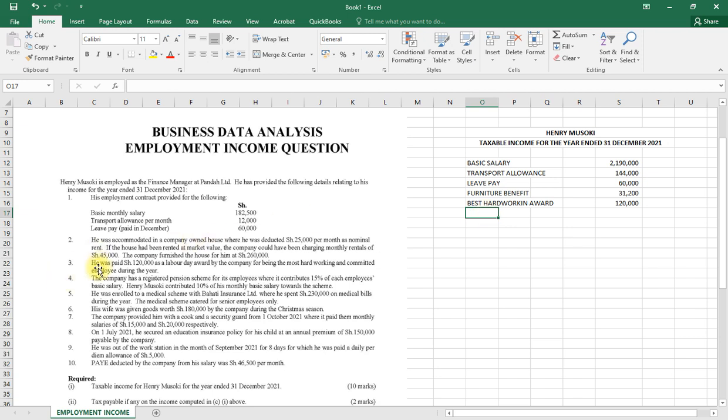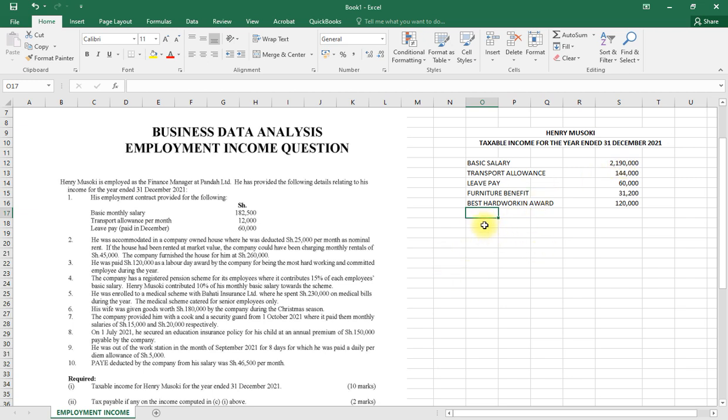Then the other one: the company has a registered pension scheme for its employees, where it contributed 15% of the employee's basic salary. Henry Musyoki contributed 10%. So we normally say that for the employer contribution to pension above the set limit, the amount in excess of the set limit will be taxable. So in this case, you will find that our income was 290.